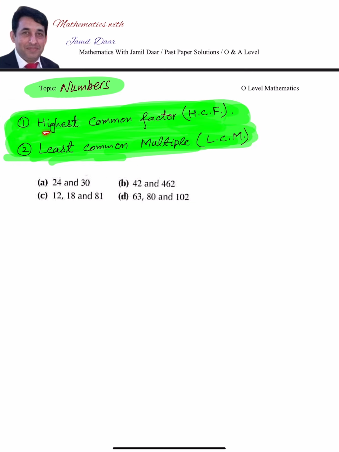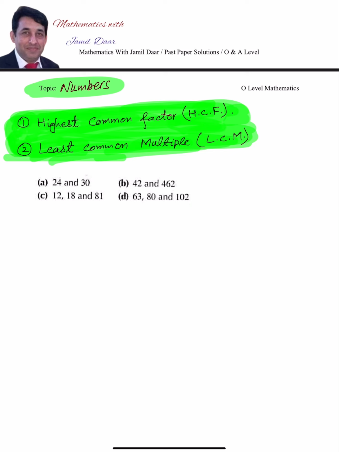In this video we are going to learn how to find the HCF and LCM, the highest common factor and least common multiple. We have learned about factors and multiples before. There are two methods to find the HCF and LCM, so we'll learn about the first one.